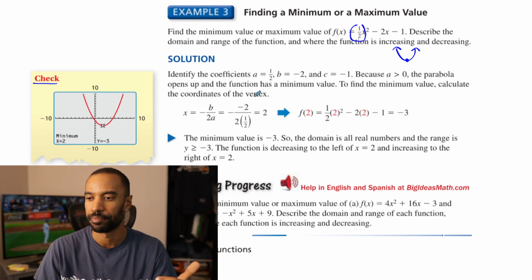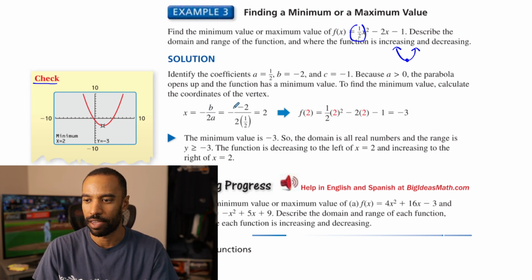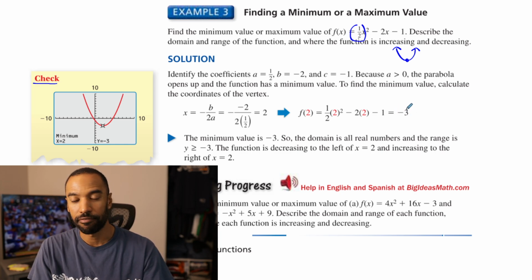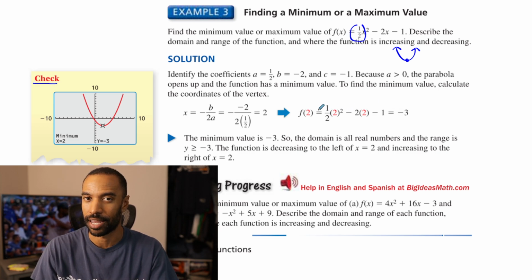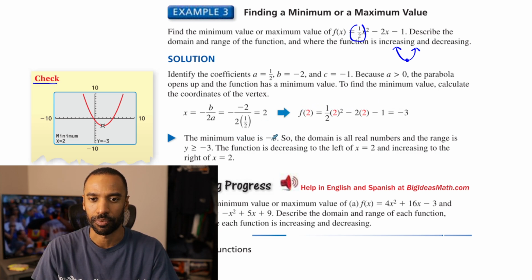Let's see if they do the same thing. So they use negative b over 2a, finding the x value of the vertex, opposite of negative 2 over 2 times 1 half, which is 2. You substitute 2 back into your equation, you get negative 3 for y. Although the vertex is at 2, negative 3, the minimum is at negative 3. The minimum value is negative 3.